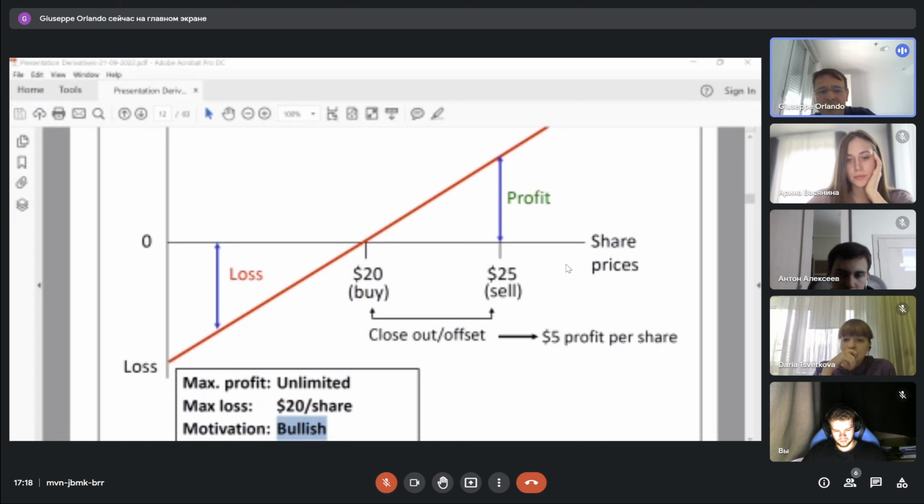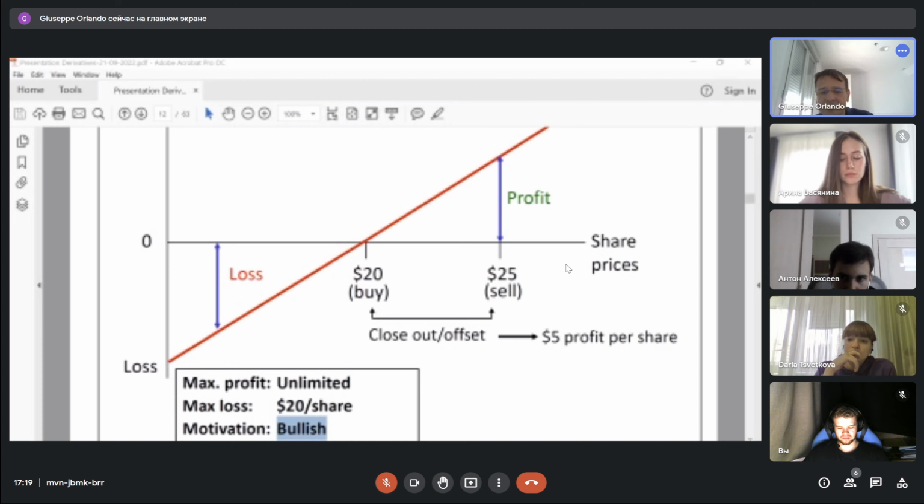So when the market is performing well, then you say that the market is in a bull state. And if you think that the market is going to perform well, then it's said that you are bullish. And the opposite, if you think that the market is going to perform badly, it means that you are bearish.